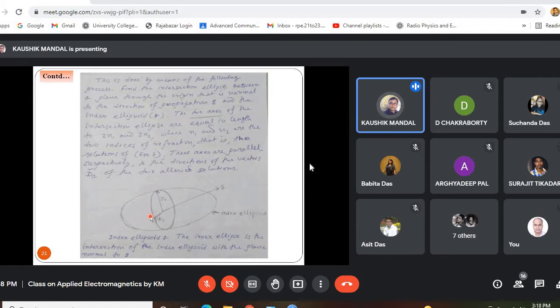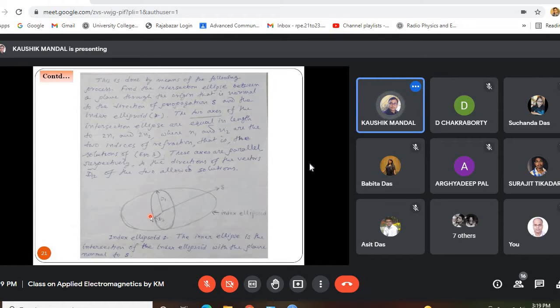Then how can we draw the index ellipsoid? We have to start with the stored electric energy UE. We are considering the uniform energy density, the energy is uniformly distributed over the D space, and we have seen that the uniform distribution of stored electric energy represents the equation of an ellipsoid. So from that equation you can easily draw the corresponding index ellipsoid. Now from the index ellipsoid you have to find out the two refractive indices and the two directions associated with D1 and D2.